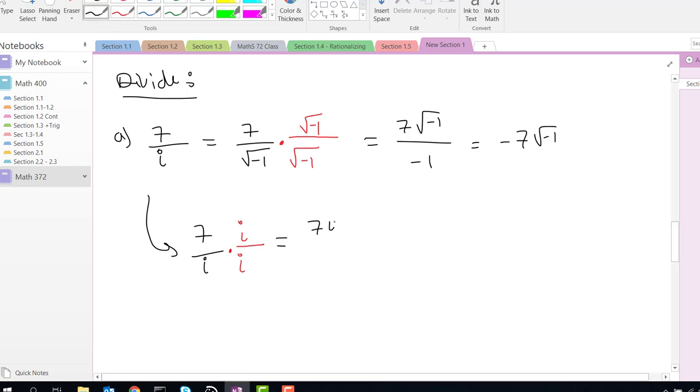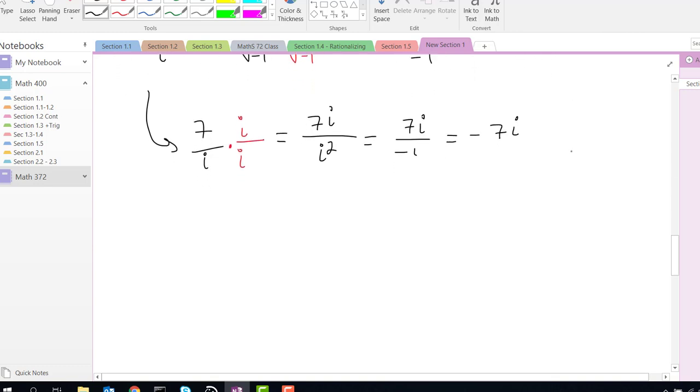So now I'm going to get 7i divided by i squared. And again, i squared is equal to negative 1. So then this is 7i over negative 1, which gives you negative 7i. Notice that it's the same thing. Once you substitute the square root of negative 1 for i, we get the same thing.